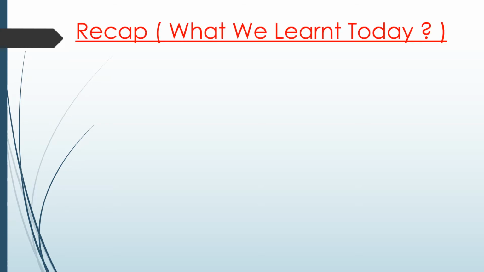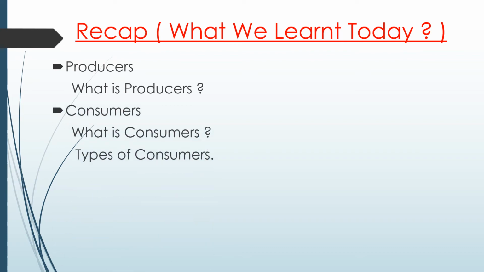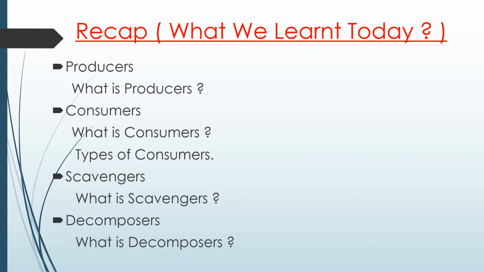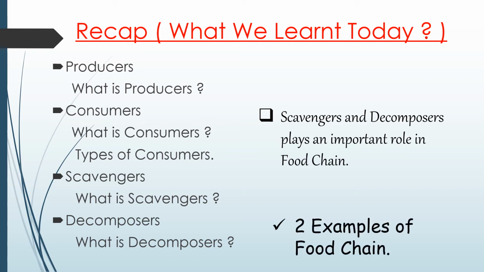Now let's take a quick recap of what we learned today. We learned what producers are, what consumers are and the types of consumers, what scavengers are and what decomposers are. Also we learned that scavengers and decomposers play an important role in the food chain. We also saw two examples of food chain. Now we know that humans are consumers.